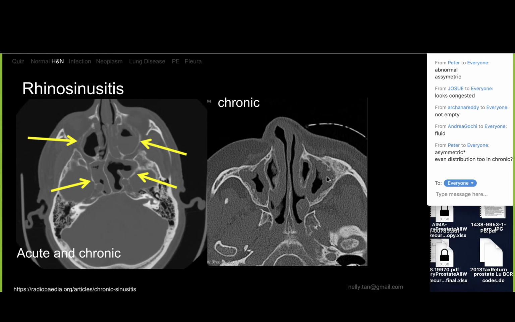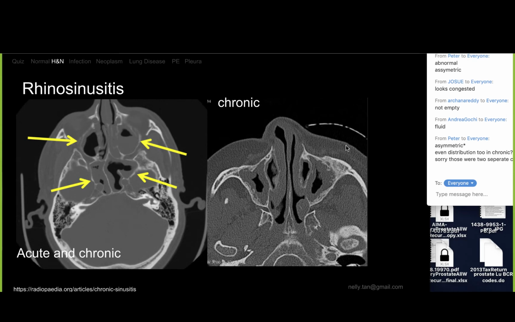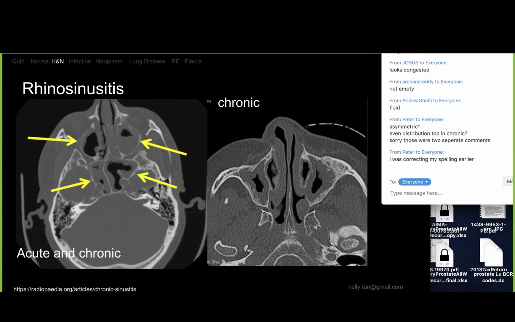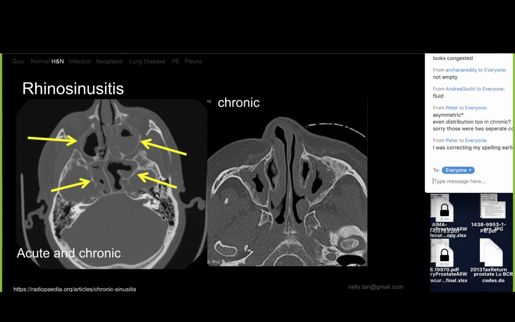Peter had a question. Asymmetric, even distribution too in chronic. Asymmetric distribution. So I think the question Peter was asking is, do you also get asymmetric distribution of mucosal thickening in chronic? It's not so much the symmetry, it's more the underlying bony changes. You can have, for example, here we see pretty symmetric. Oh, hold on. Sorry, those were two separate comments. Okay, all right, I was correct. Oh, got it. Okay, all right, never mind. So I will continue unless anyone else has any other questions.